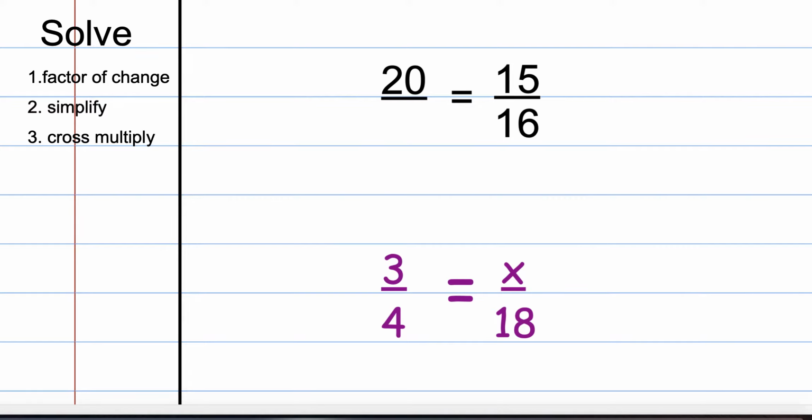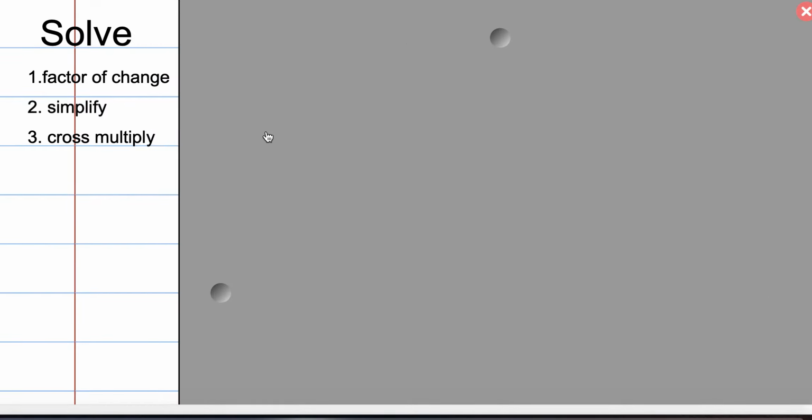So now, what happens when they don't play nice? We have 3 different ways we're going to solve. So I want you to write the word solve. 1 was we use the factor of change. 2, we simplify. The third way is we're going to cross multiply. So make sure you have those 3 ways. And those are the order I'd like you to think about this. Always think the factor of change first. Okay, that doesn't work. Can I simplify? That doesn't work. So then I'm going to cross multiply.